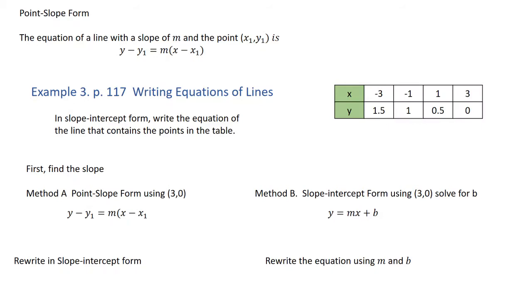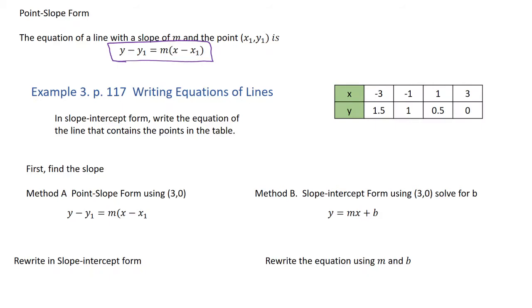So let's just talk about this. The equation of a line with a slope of m and a point of (x1, y1) is this. Here's our point slope form, and it looks pretty similar to what our slope looks like. It's y minus y1 equals m times x minus x1. So let's see if we can do one and put it into the point slope form. All right, and there's actually several ways that you can do this.